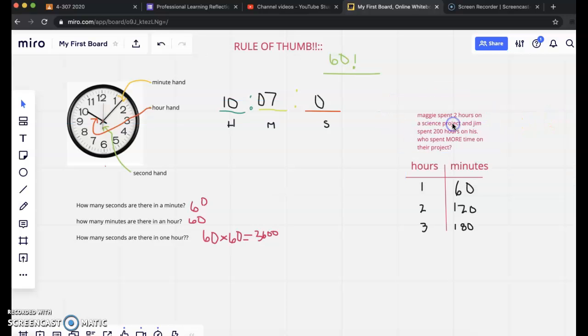So here's a question that they might ask. This girl Maggie spent 2 hours, right here, on a science project, and Jim spent 200 hours on his. Who spent more time? I mean, if you want to prove to your friend that you spent more time, but you only timed it in minutes, you got to be able to convert. Well, this girl spent 2 hours. 200 isn't even on this chart. So who spent more time? It would probably be, where is his name? Jim. Jim, because 200 is way more than the 2 hours, which is 120. All right?